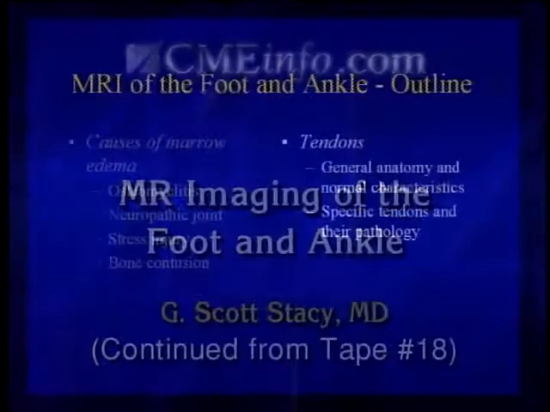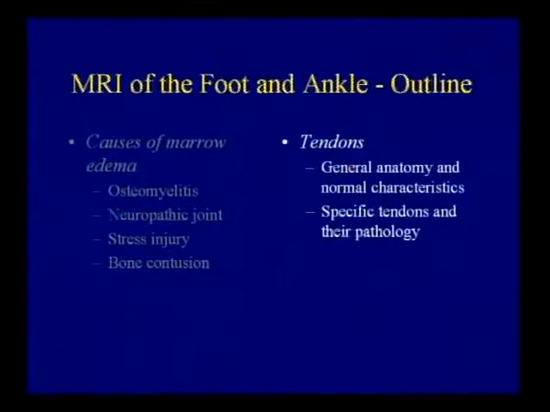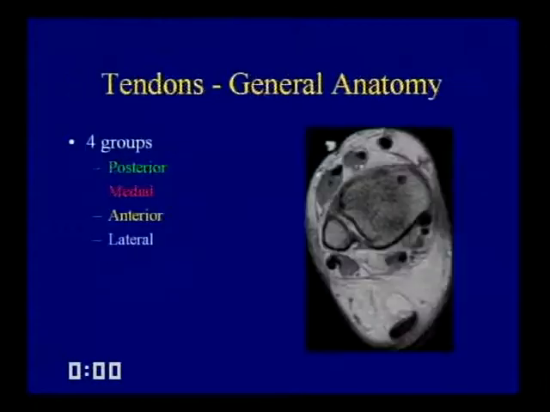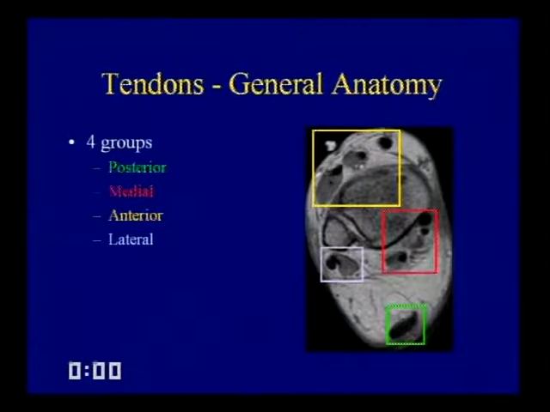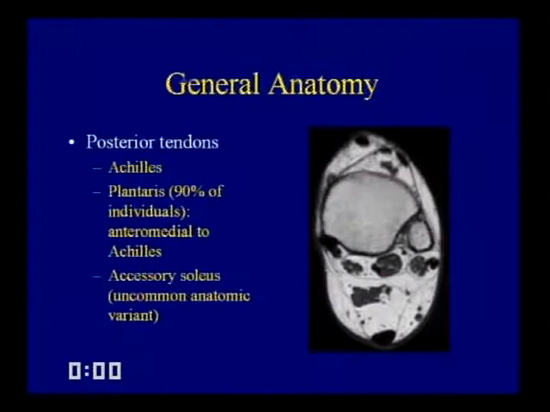So I want to spend the rest of the time talking about the tendons, both general anatomy and normal characteristics, and their pathology. So we can break it down to 4 groups of tendon: the posterior group here, the medial group, the anterior group, and the lateral group. Now the posterior group, or the posterior tendons, consists of the Achilles, most importantly, then plantaris tendon, which is this little dot anteromedial to the Achilles and seen in about 90% of patients.